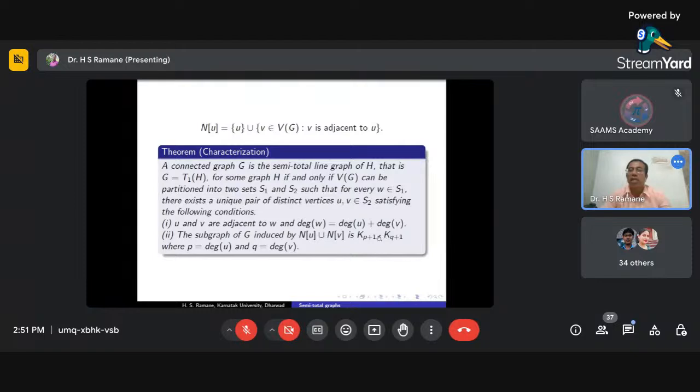What is meant by this dot? It is identifying one point of this complete graph with one point of the other complete graph, one point from K(p+1) with one point of K(q+1). K(p+1) has p plus 1 points, K(q+1) has q plus 1 points, and when you identify this one point, the total number of points in this graph is p plus q plus 1. So if the subgraph of G induced by this union is this one, where p is the degree of U and q is the degree of V, then we can say that G is a semi-total line graph of some graph H.